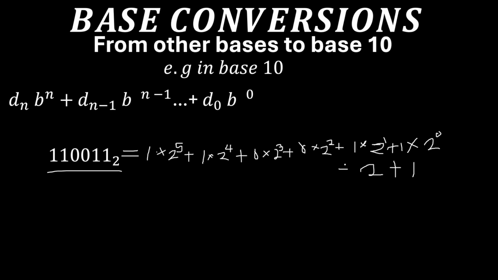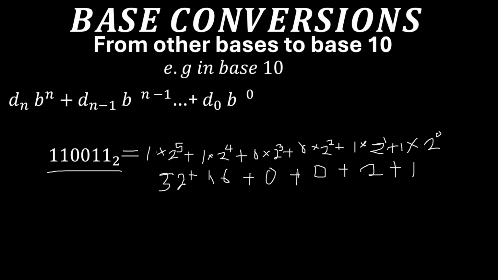Then this one is what? Anything multiplied by 0 is 0. And what about this one now? 2 raised to the power 4, that's 16. Yeah, that's 16. Why this one is going to be 32? So this is 32.